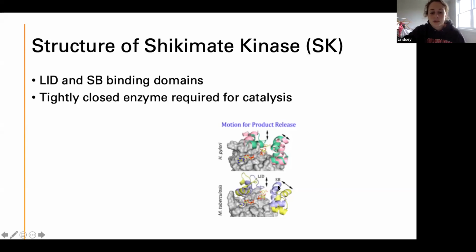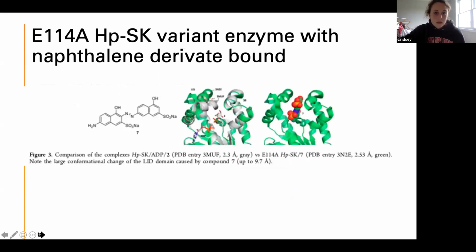And so basically what they're trying to do is to find an inhibitor that makes the enzyme stay in the open conformation so that catalysis cannot occur, because it has to be tightly closed for catalysis to happen. And so they base their inhibitors off of this enzyme, which is an E114A HPSK variant enzyme with this nithapiline derivative bound.